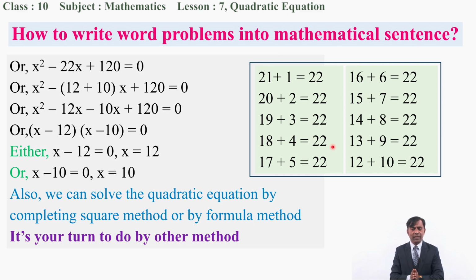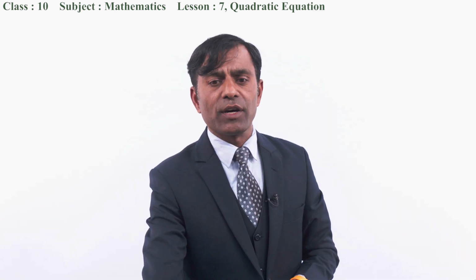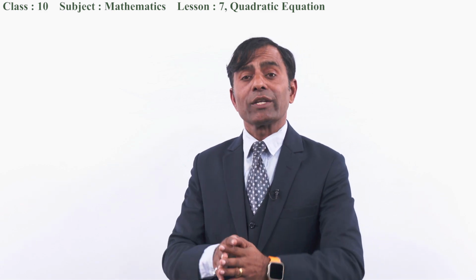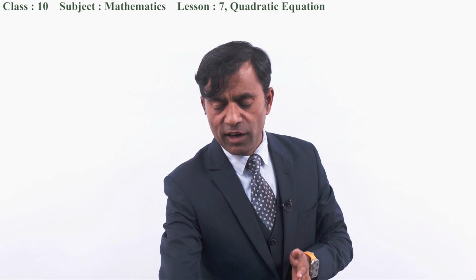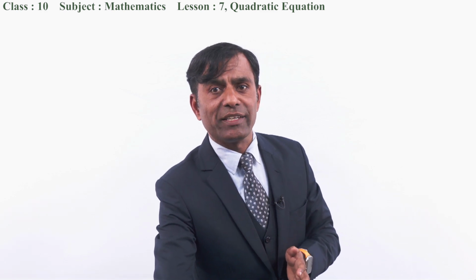Also, we can find the ages of the younger brother and elder brother by the factorization method. Still, we have two more methods left. You can do it by the completing square method for the quadratic equation, and by the formula method. Now, in the quadratic equation, let's see what we have learned from the first part. I want to show you in detail.